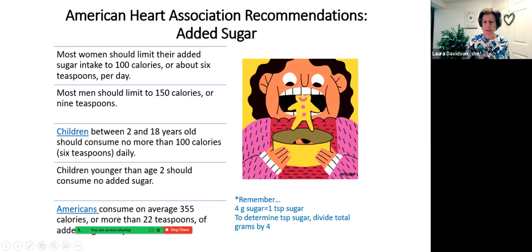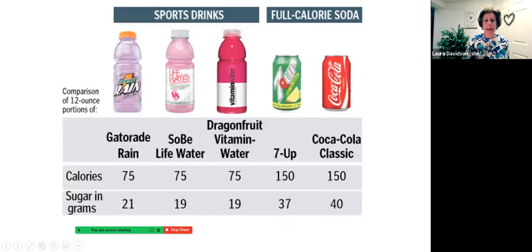So there you see it. 4 grams of sugar equals 1 teaspoon. Divide the total by 4. And we can do that here. And we can see that in a 12-ounce Gatorade Rain, if we divide 21 by 4, we get close to 5 teaspoons, which is almost your limit for a child or for a woman. Okay, and these, of course, are much higher in added sugar.